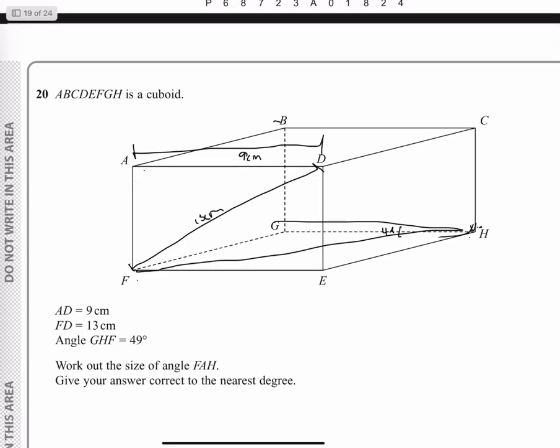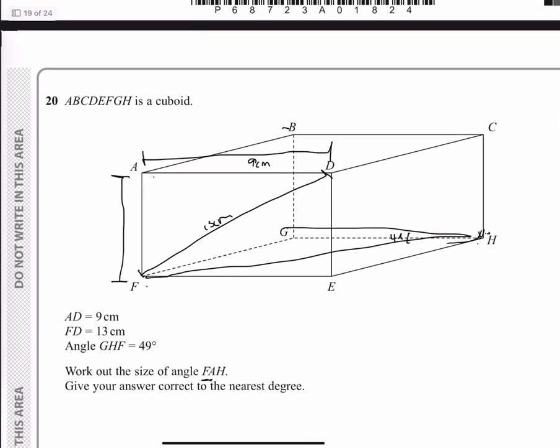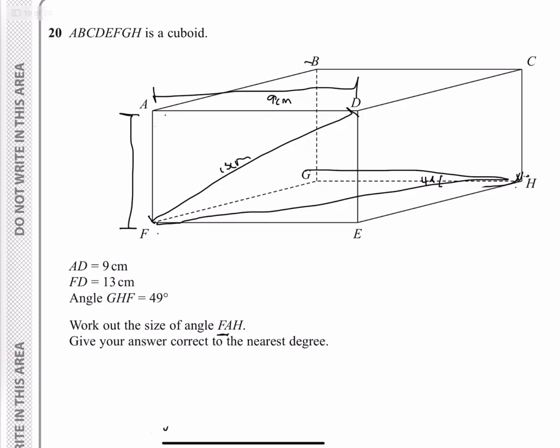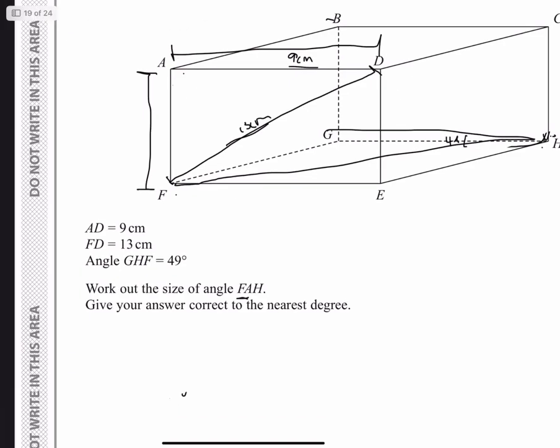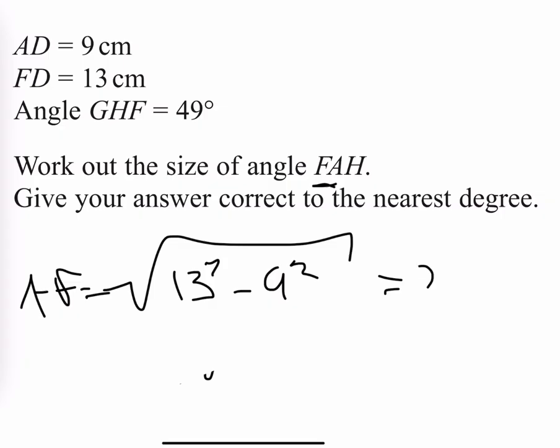So, first thing we're going to need is FA. FA was easy to calculate here, and it's the side of the triangle we finally want to have a look at. So let's work out A to F. Using Pythagoras, it would be the square root of 13 squared minus 9 squared. AF is equal to 2 root 22 when you do the maths.